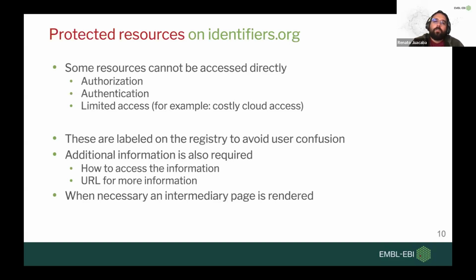And these protected resources have a special label on the entry, and additional information for the users, so that when the user tries to access one and is blocked because they never accessed it before, they get a little bit of information on how to access it, what URL to check for more information, and if necessary, if this is not provided by the actual data provider, then an intermediary page is rendered.